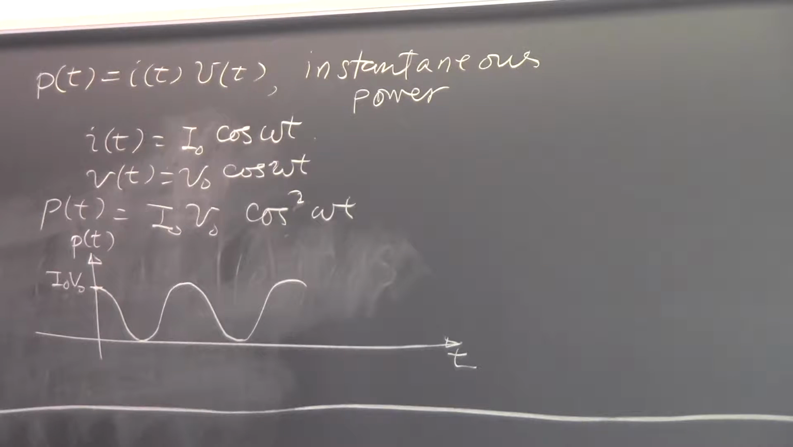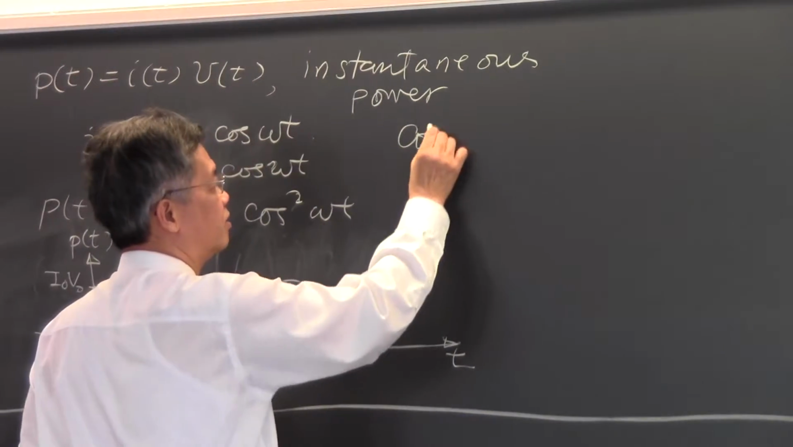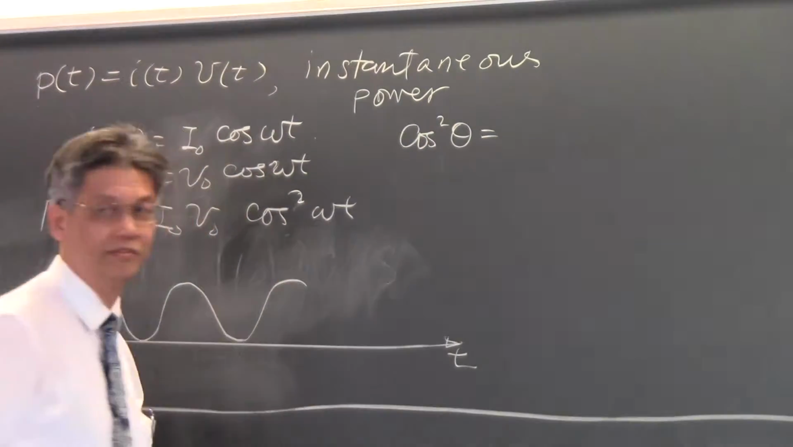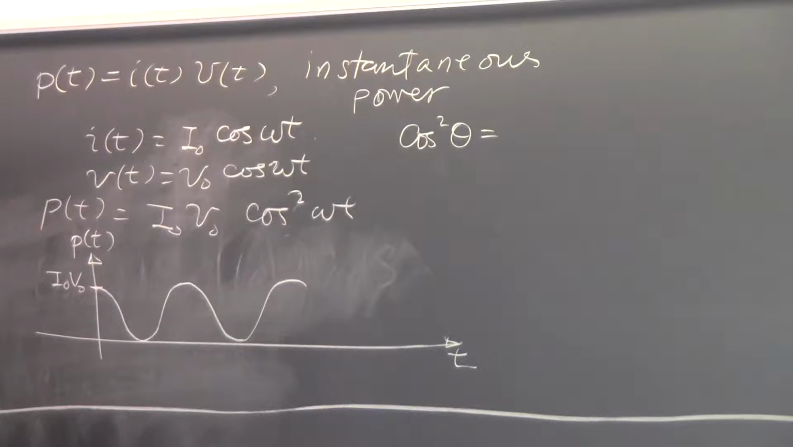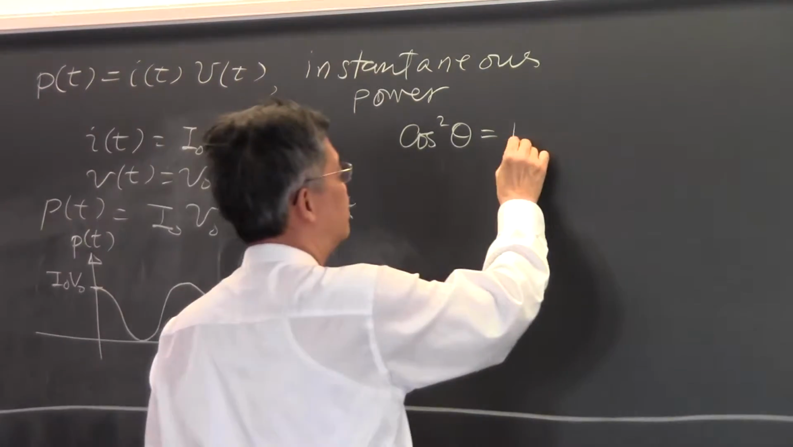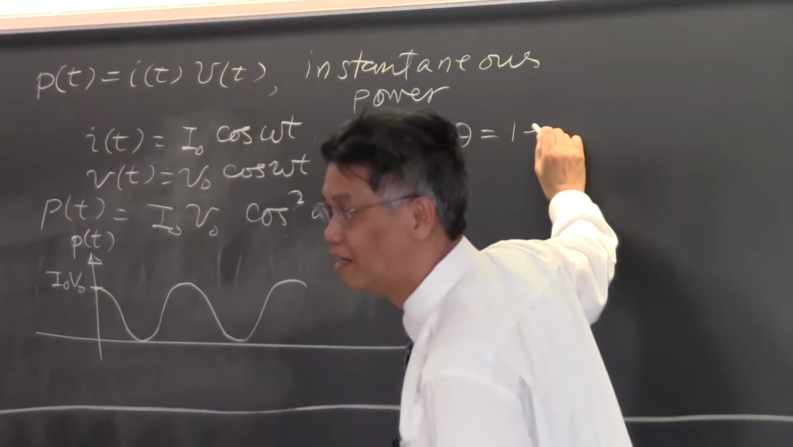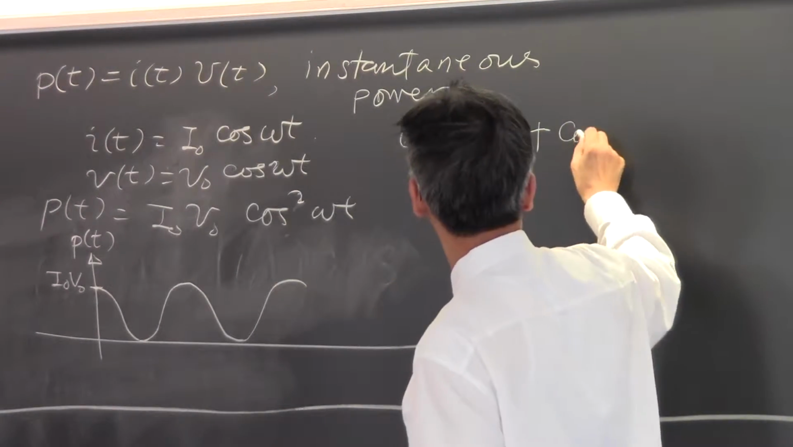Okay, if you remember your trigonometric identity, how can you replace cosine squared omega t with? Does anybody remember the trigonometric identity for cosine squared of theta? One plus cosine of 2 theta, over 2.